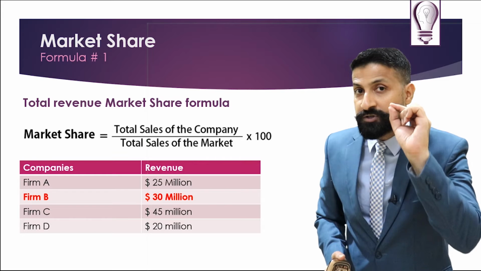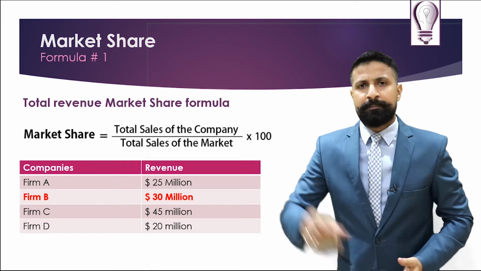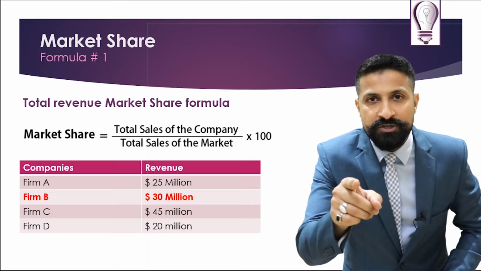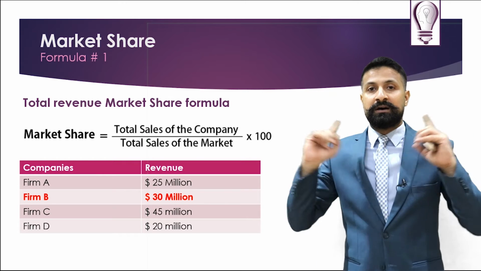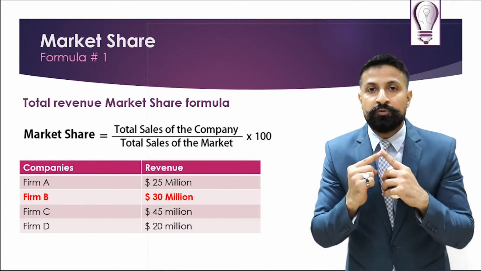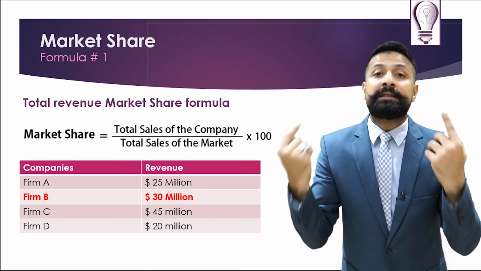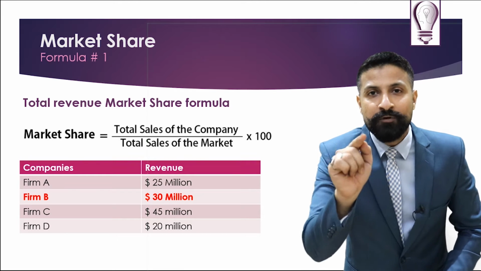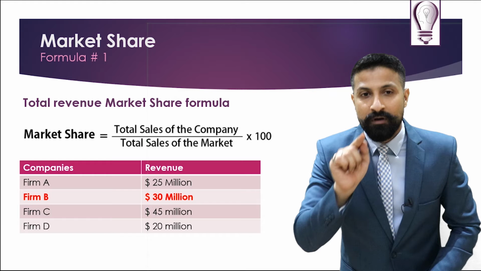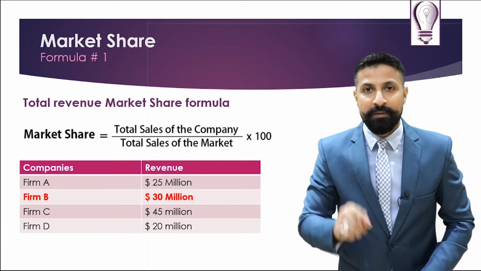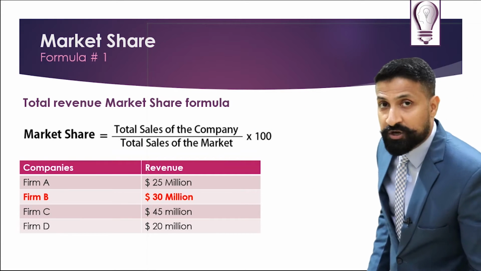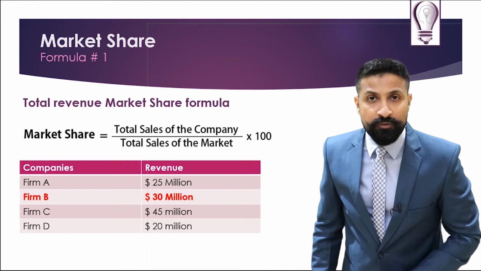Now what I want you to do is add them. Hurry up. 1, 2, 3. How much is the total? 120. So that means the total sales revenue in the industry or in the market is 120 million. I want you to calculate the market share of firm B. Hurry up. The formula is written there. Please calculate the market share of firm B. How will you calculate it?